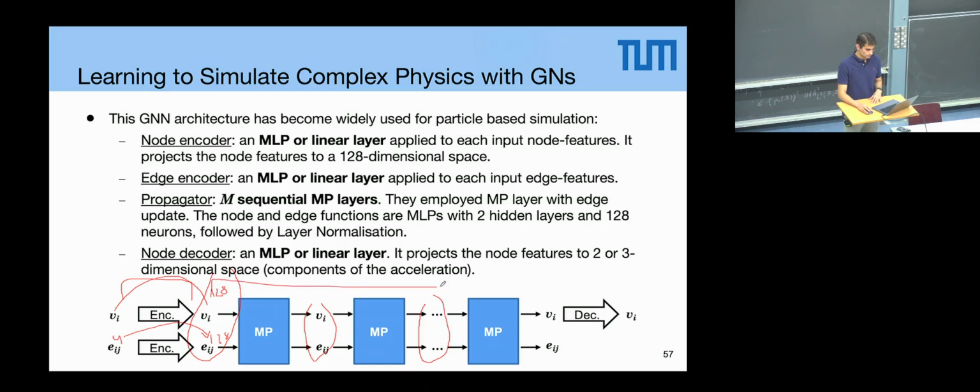Then we have what they call the propagator, which is just several of these message passing layers. They use a message passing layer with edge update function and node update function, both modeled with MLPs. They use relatively small MLPs with only 2 hidden layers. In this case, the depth is provided by the number of message passing layers, not by the size of the MLPs. We'll see later that the number of message passing layers is a very important hyperparameter, much more than the depth of these MLPs.